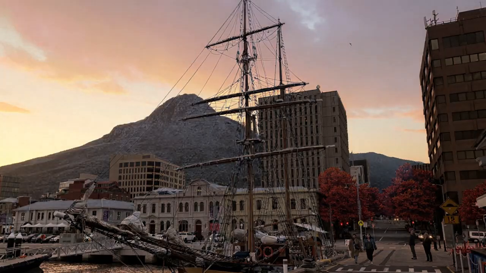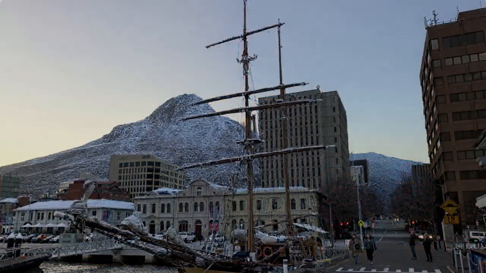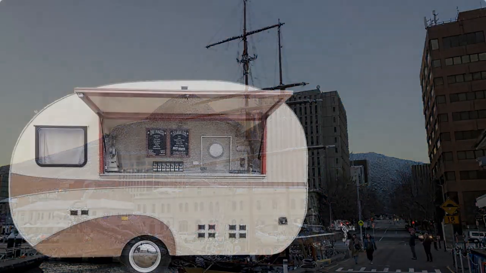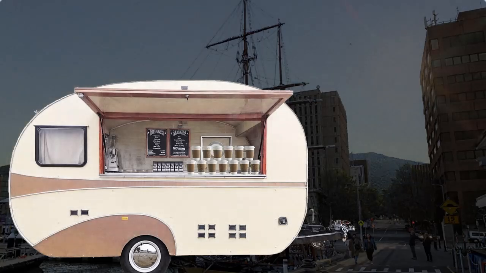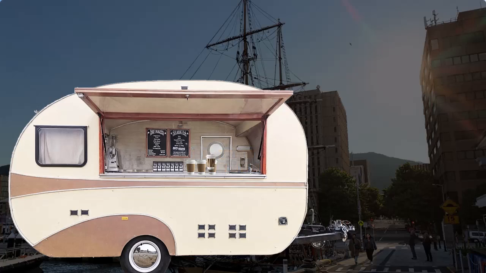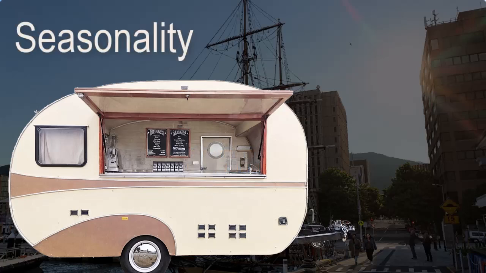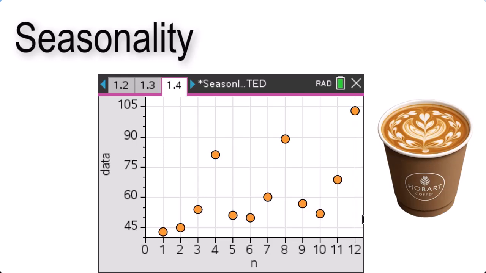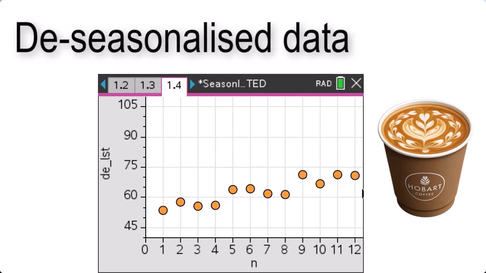It's a chilly morning in Hobart. The air is crisp and the queue for the coffee van is enormous. Despite our addiction to this delightful beverage, when the weather heats up, the queues will subside. This is called seasonality. If we are interested in the real sales trends for this coffee van, we first need to remove these seasonal ups and downs. That's called de-seasonalising the data.